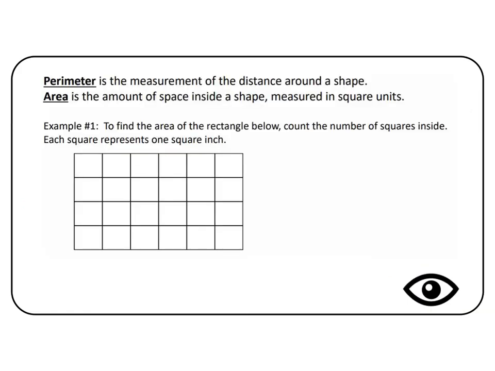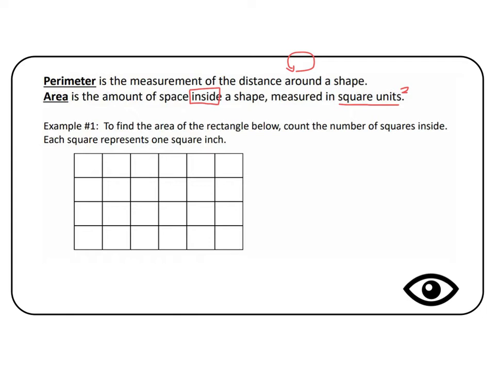All right, friends, yesterday we discussed perimeter. Perimeter is the measurement of distance around the outside of the shape. Today we're going to talk about the area. The area is the space inside a shape, and we measure it in square units, or we could say units squared, with a little 2 up at the top.